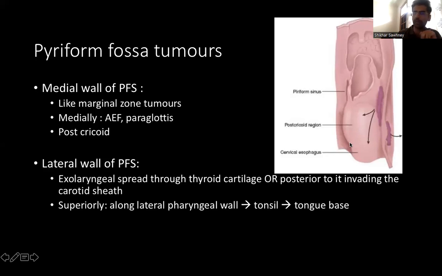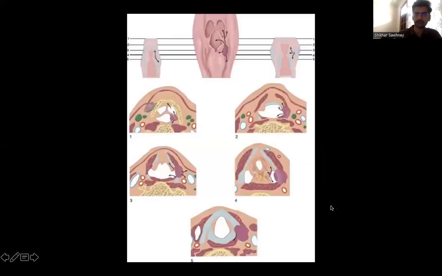Whereas the lateral wall of pyriform sinus tumors, as we can see in this graphic, because of its close proximity to the thyroid cartilage, may cause an early exolaryngeal spread either through the thyroid cartilage or posterior to it, and thus may even invade the carotid sheath laterally. Superiorly, these pyriform sinus tumors involve the lateral pharyngeal wall, and they may grow towards the tonsil and the tongue base as well.